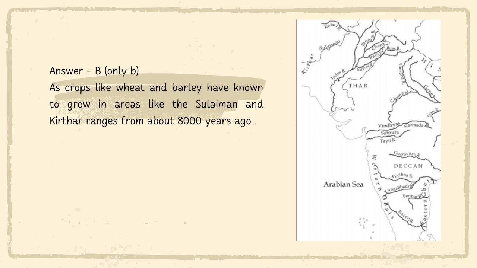First of all, it is true that we find traces of agriculture, especially crops like wheat and barley. We have known that these grew in the areas of the Suleiman and the Kirthar ranges, as you can see in the map, and this started around 8,000 years ago. Now this was also the time when agriculture had started growing in that place.